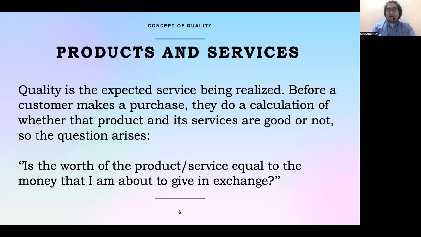Okay. So first come, first serve. So, ano yan? So, pag sinabing quality, ang una nang pumapasok sa quality is products and service. So, anong itetest natin pag walang products and service? Sabi nga dito, quality is the expected service being realized. Before a customer makes a purchase, they do a calculation whether the product or its service are good or not. So, the question arises, is the worth of the product or service equal to the money I am about to give in exchange?